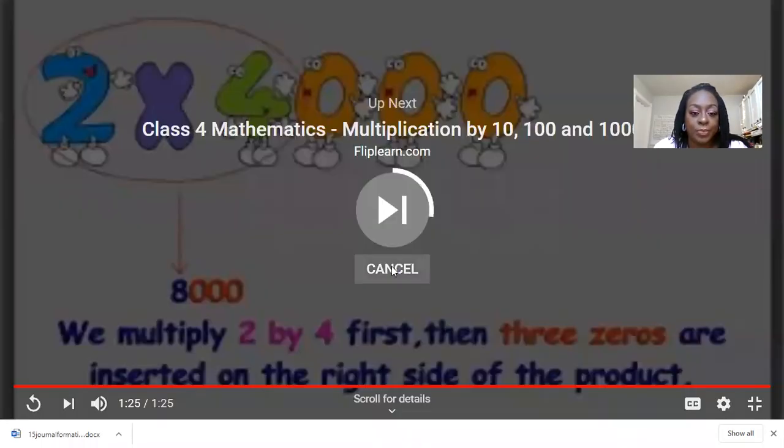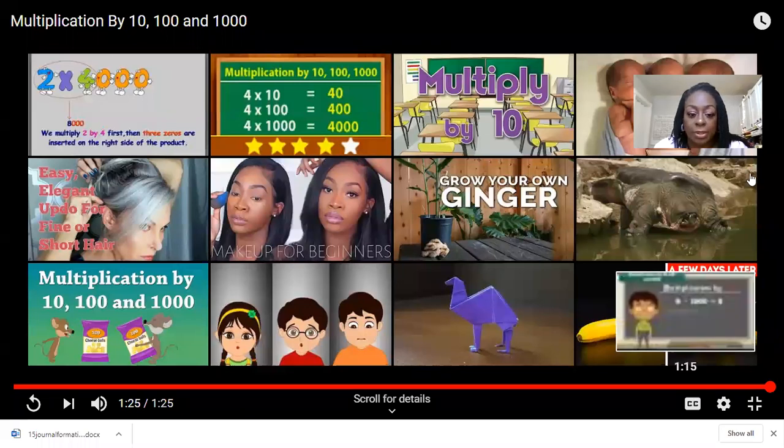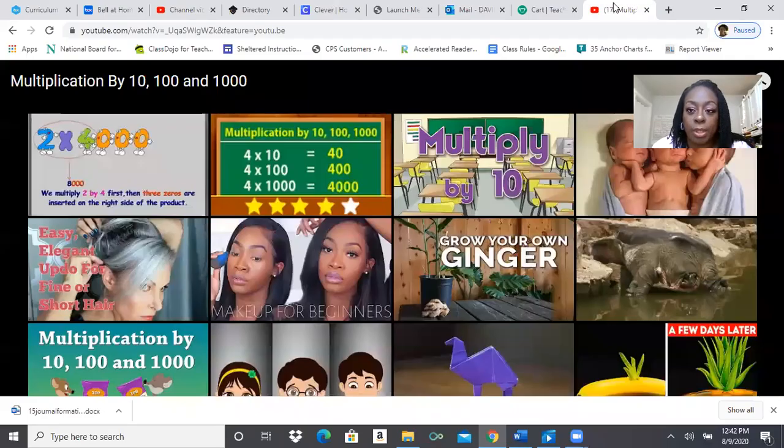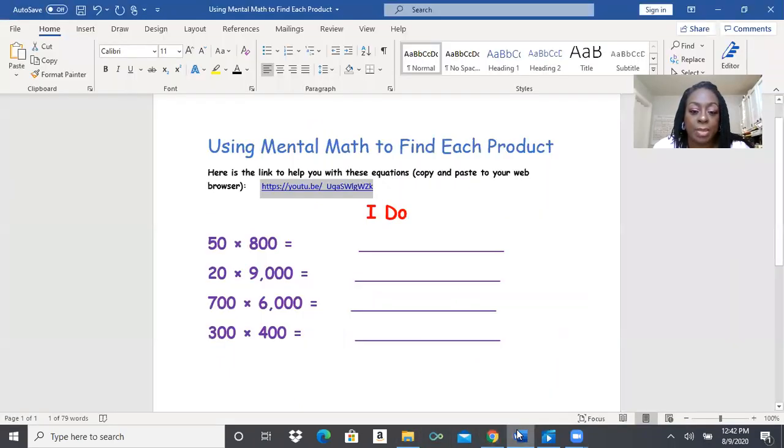All right. So that just gave us, wow, there's a lot of different pictures there. That gave us a brief overview of what we will be doing. It's really quick, just something to let us know how to basically use that and add those zeros. Let's get back to our lesson.